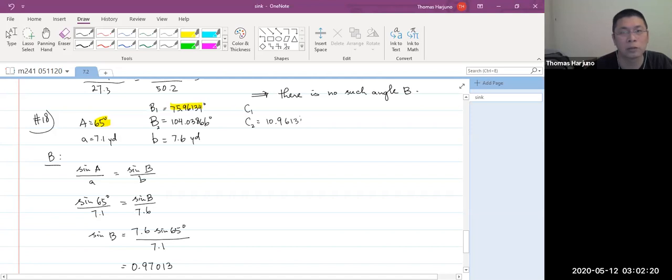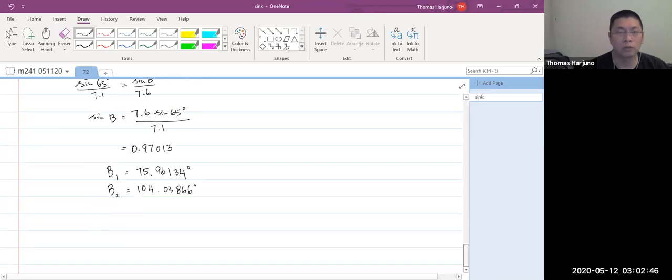So there will be 10.96134 degrees here. And then C2 will be whatever, this is 130, no, that's 140 something. So that's 39.03866 degrees. Yeah, so both of them actually work.